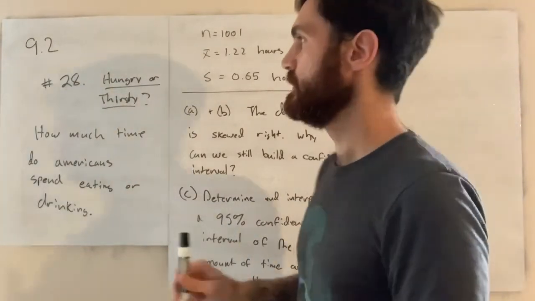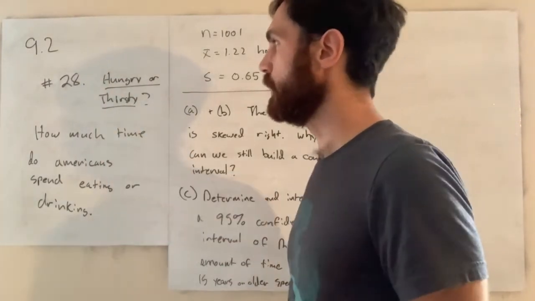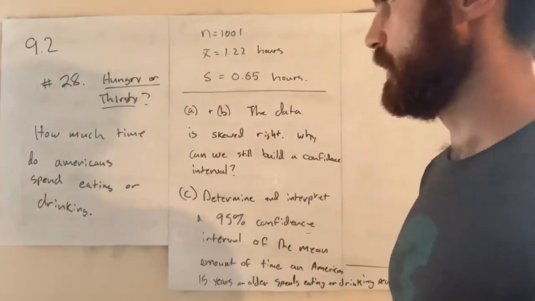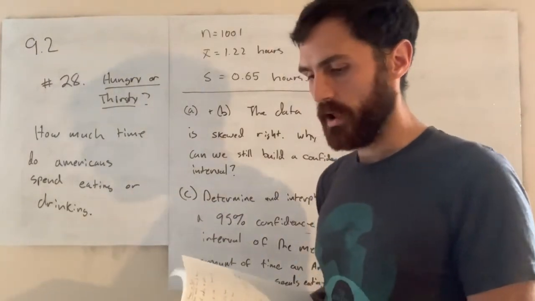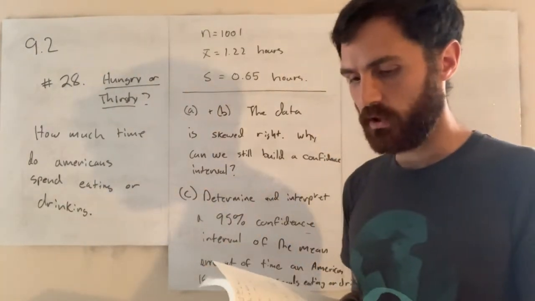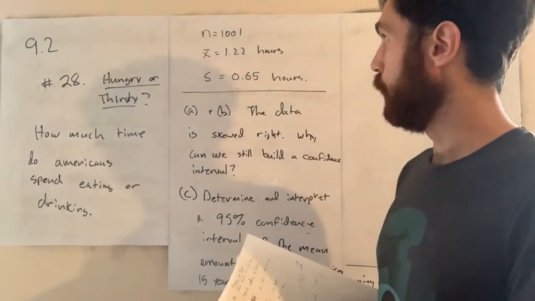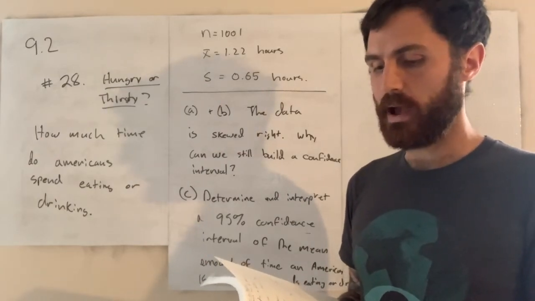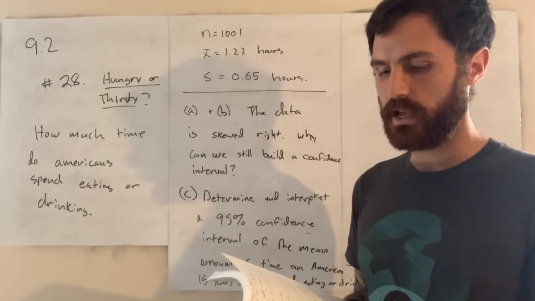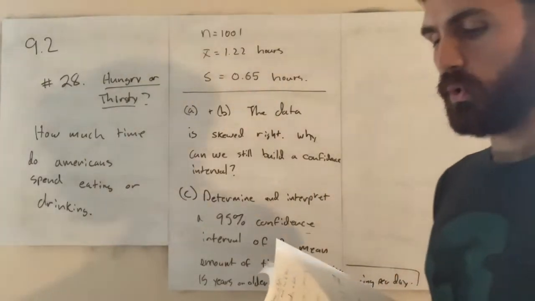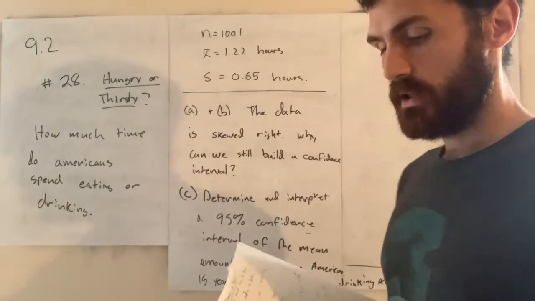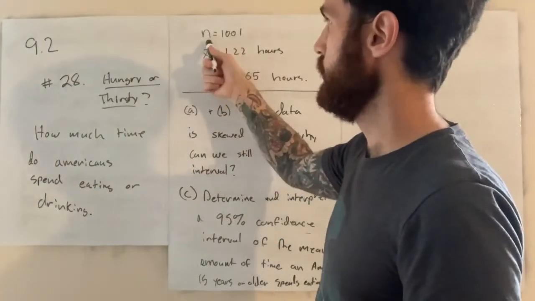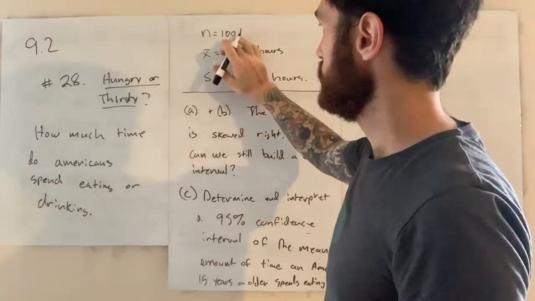Okay, so this question is number 28, and it's titled Hungry or Thirsty. It comes from 9.2, and the byline is, how much time do Americans spend eating or drinking? So I'm going to read it out. Suppose for a random sample of 1,001 Americans age 15 or older, the mean amount of time spent eating or drinking per day is 1.22 hours with a standard deviation of 0.65 hours. So notice my n, my sample size, is 1,001.